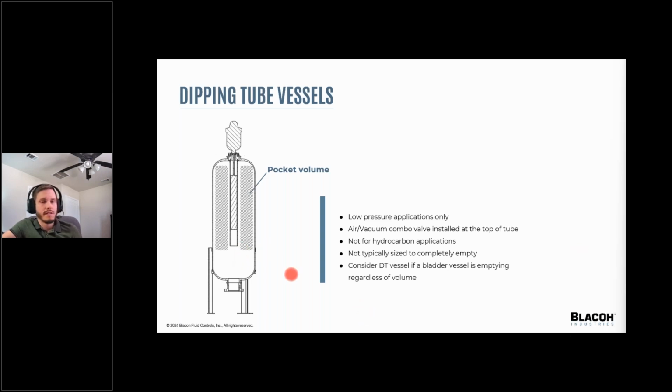Because this is a 0 psi pre-charge, it's for low pressure applications only. It's not for hydrocarbon applications, right? Because you're using air. It's not typically sized to completely empty, and you want to consider a dipping tube vessel if the bladder vessel is emptying, regardless of what you're doing with the volume.